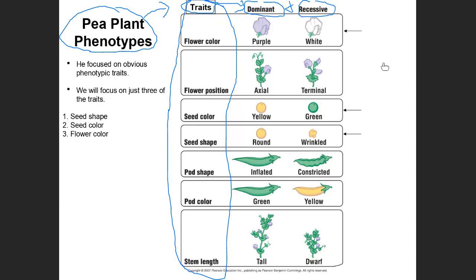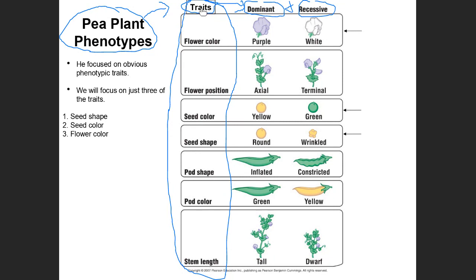All right. So, again, Gregor Mendel, the father of genetics, he's the one credited with uncovering how traits are passed on from parents to offspring, what we call patterns of inheritance. His studies were based on the pea plants and their phenotypes. And what he focused on were 7 observable features: flower color, flower position, seed color, seed shape, pod color, and stem length.